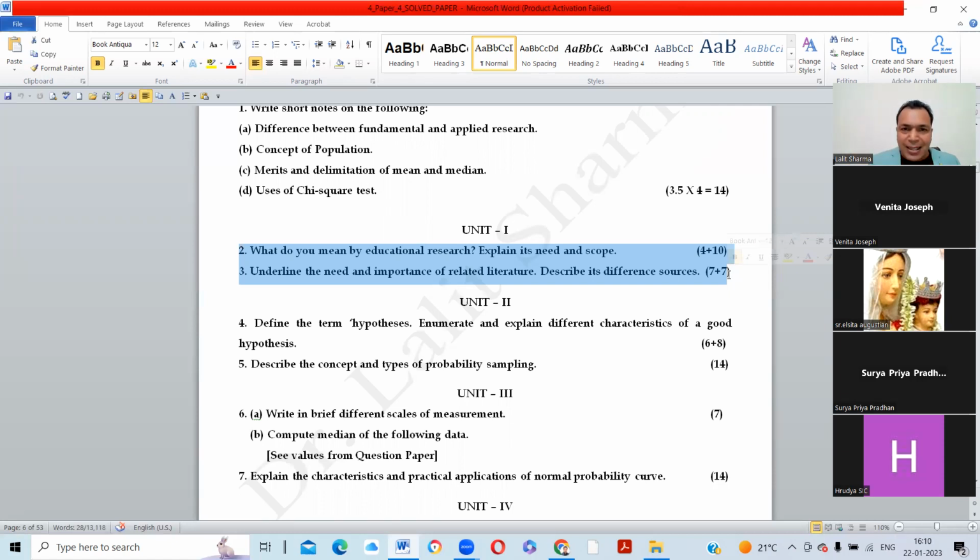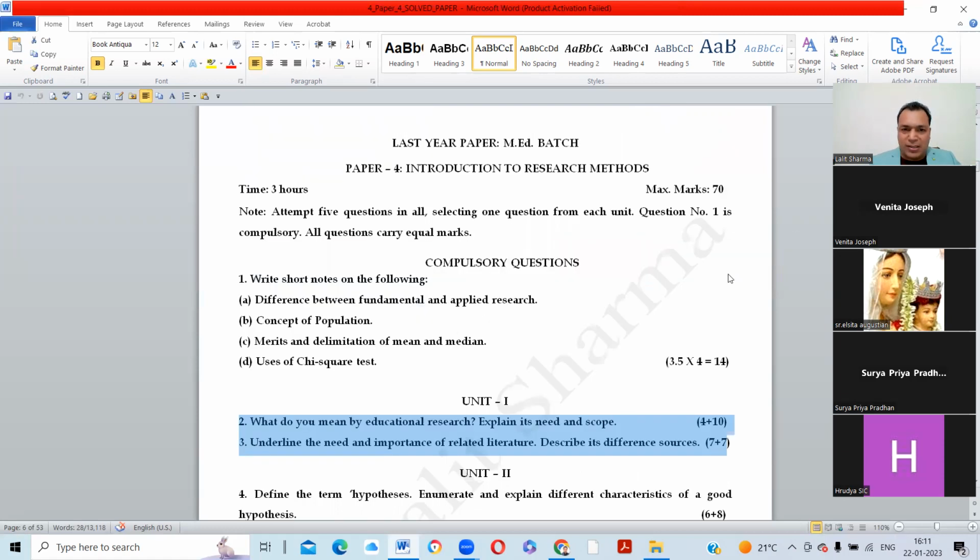Second has come: Underline the need and importance of related literature. Describe its different sources, right, guys? So you can see that one question has come from educational research and one question has come from review of related literature. Side by side, you can compare with your syllabus, right, guys?